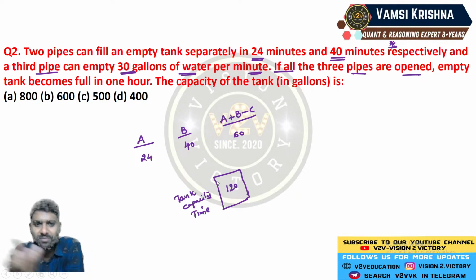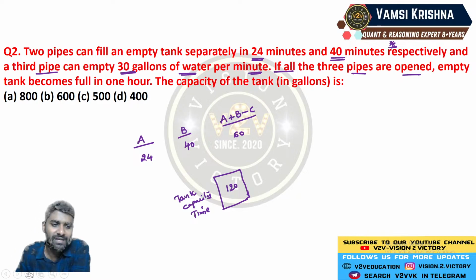Let us assume, not assumption, it's common multiples of all these three numbers. So originally it takes 120 minutes to fill the tank. But A filled it in 24 minutes, which means it delivered exactly 5 units every minute, then the whole tank is filled in 24 minutes. B takes 40 minutes, which means it delivered 3 units.